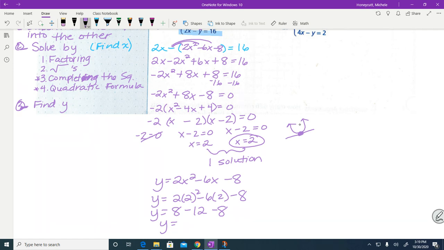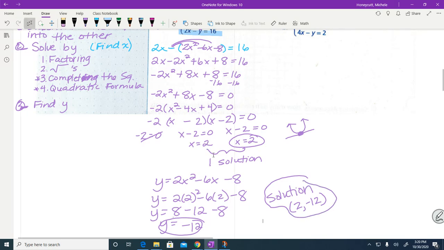So 8 minus 12 minus 8 is negative 12. Yes. So I got that x equals 2, y equals negative 12. So my solution is the point (2, negative 12). One solution, and it's (2, negative 12). If you were to get two different numbers for x, you would do this process twice. So I would go through and substitute in 2, find a y value, and then I would go through and substitute in my other x and find the other y value.